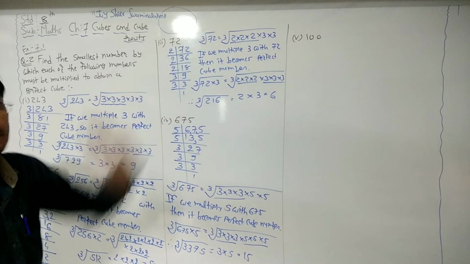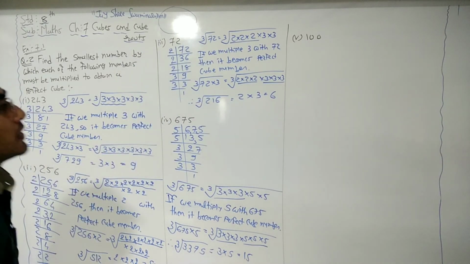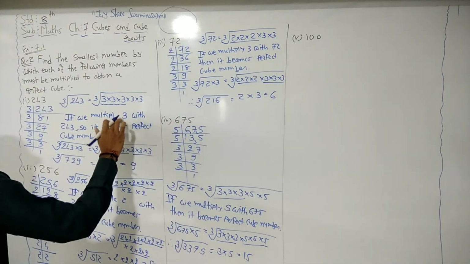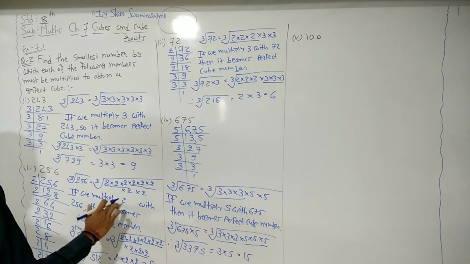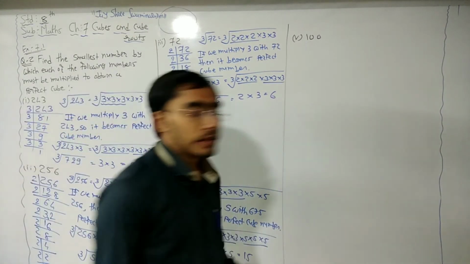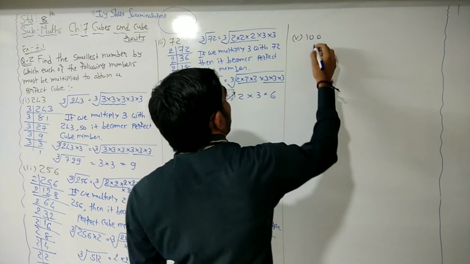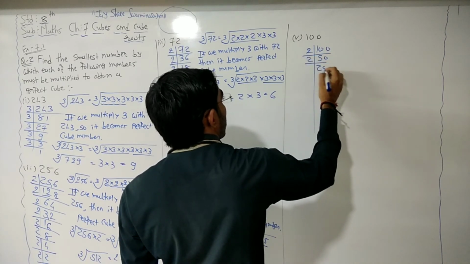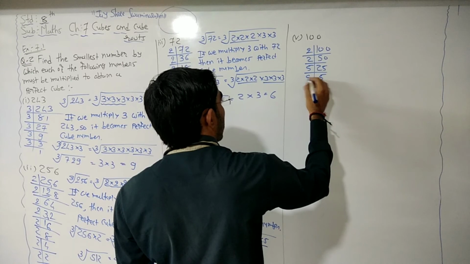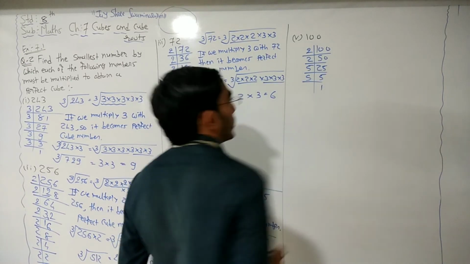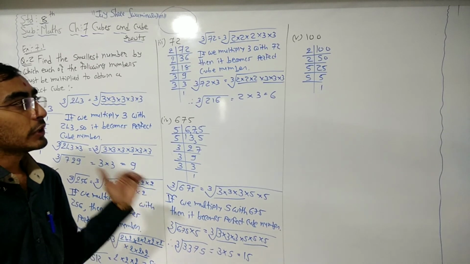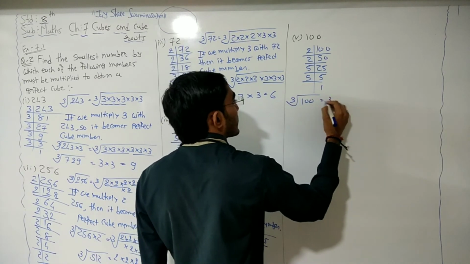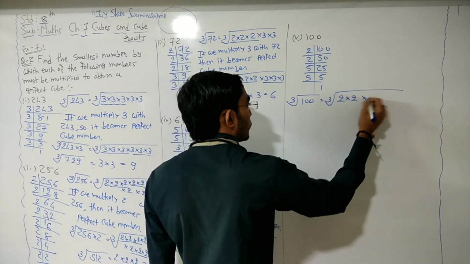Now next, number 5. Here we have the question 100, right? Now for 100, use the prime factorization method. So for 100 we know that 50 2s are 100, 25 2s are 50, 5 5s are 25, and 5 1s are 5. Okay, 2 multiply 2 multiply 5 multiply 5. So here cube root of 100, 2 multiply 2, 5 multiply 5.